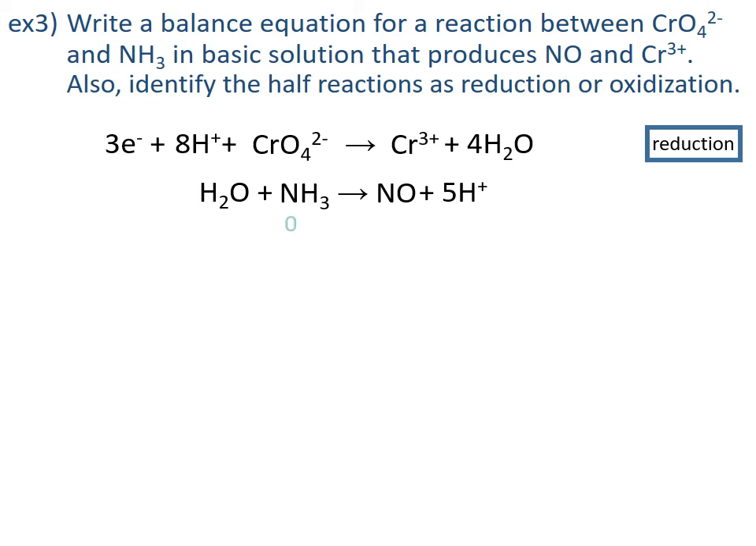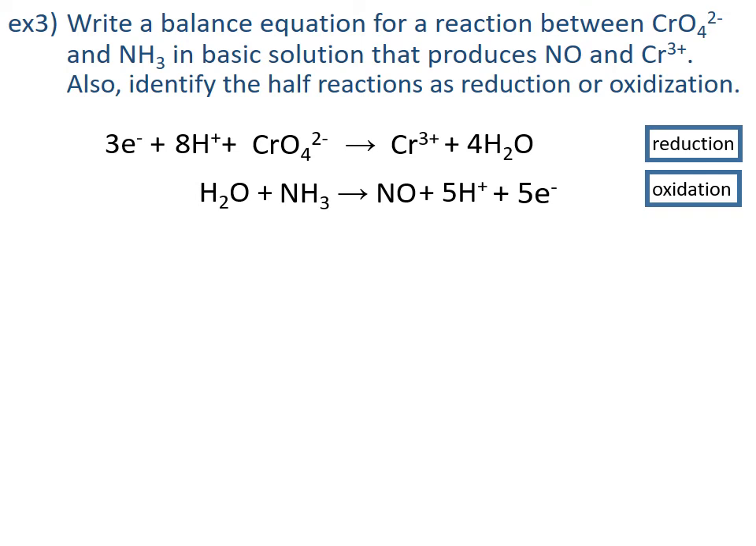To balance charge, I have no charge on the left, and I have a plus 5 charge on the right. So I will add 5 electrons to the right-hand side so that both sides have an overall charge of 0. The electrons are leaving, that means it's losing electrons, and when you lose electrons, that's oxidation.